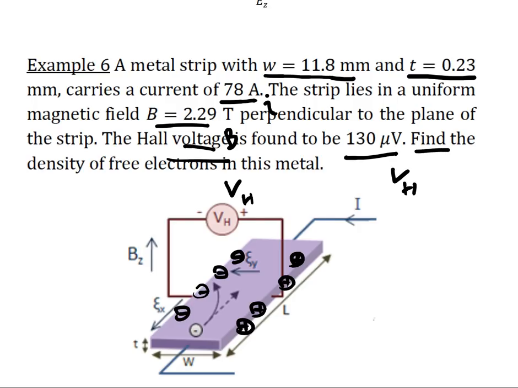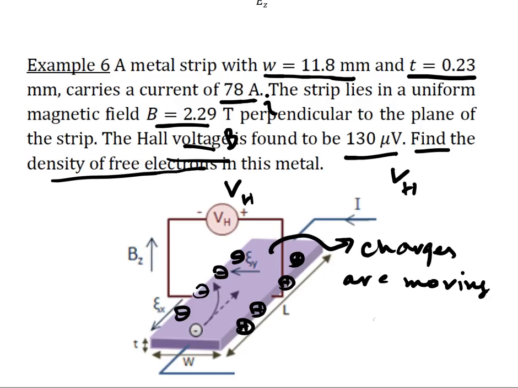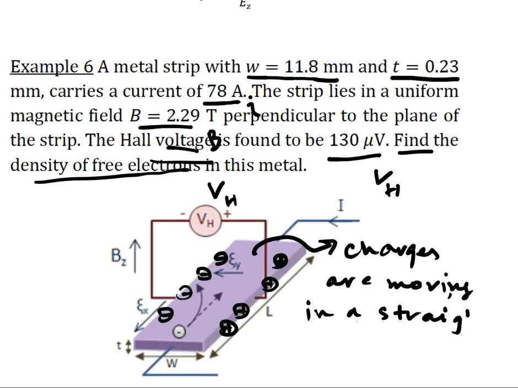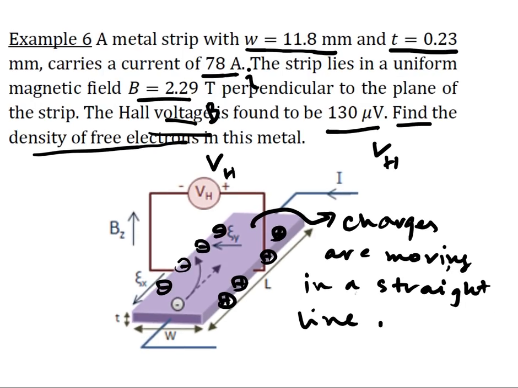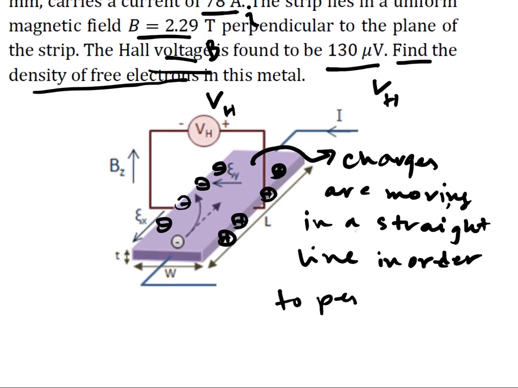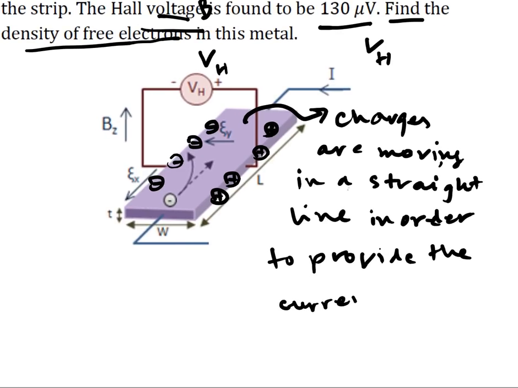So in order to find the density of the free electrons in this metal, with the current that can be measured, we assume that the charges are moving in a straight line in order to provide the current. Okay? So we need to understand this concept. This is very important.